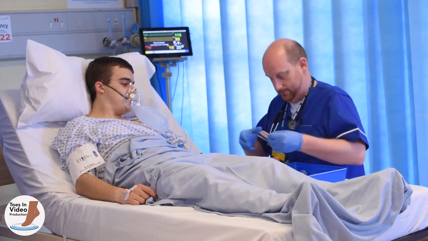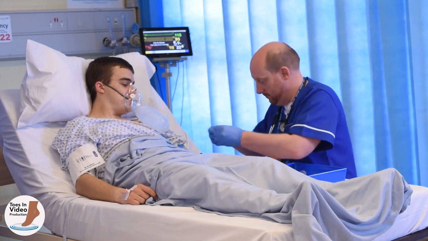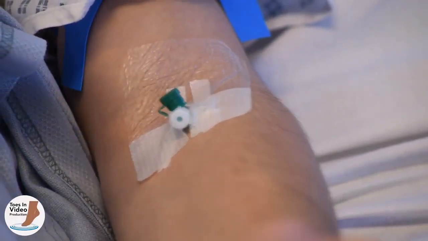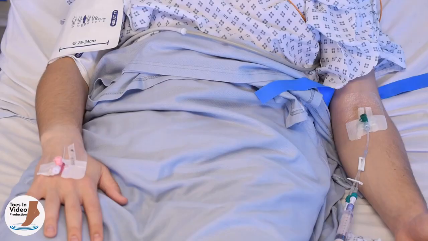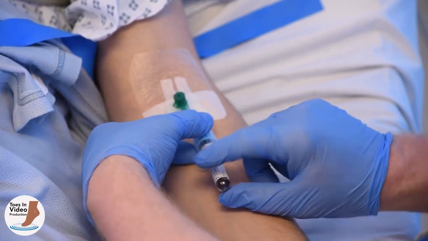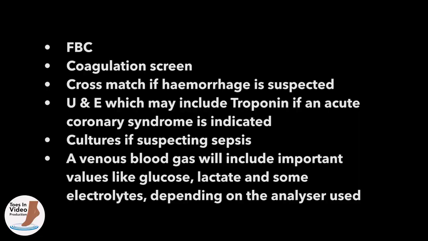If you are appropriately trained to cannulate and need to gain vascular access in a patient who you suspect is deteriorating, site an 18-gauge or larger cannula in the antecubital fossa on the patient's non-dominant side, or if necessary, 1 cannula in each arm. Where necessary, take blood samples before infusing any fluids or drugs and give consideration to the following: FBC, coagulation screen, cross-match if hemorrhage is suspected, U&Es and LFTs, which may include troponin if an acute coronary syndrome is suspected, cultures if suspecting sepsis.